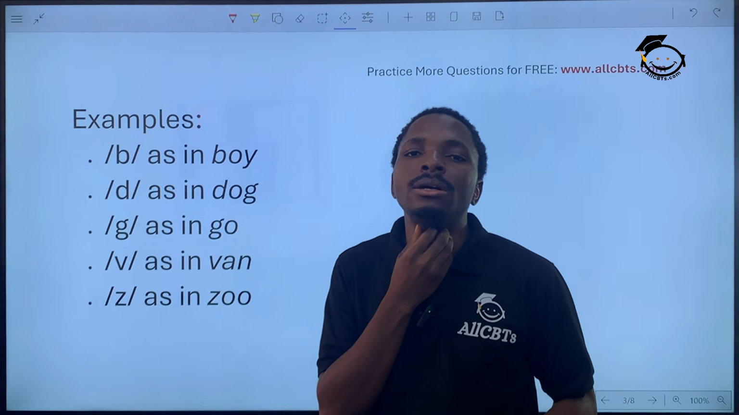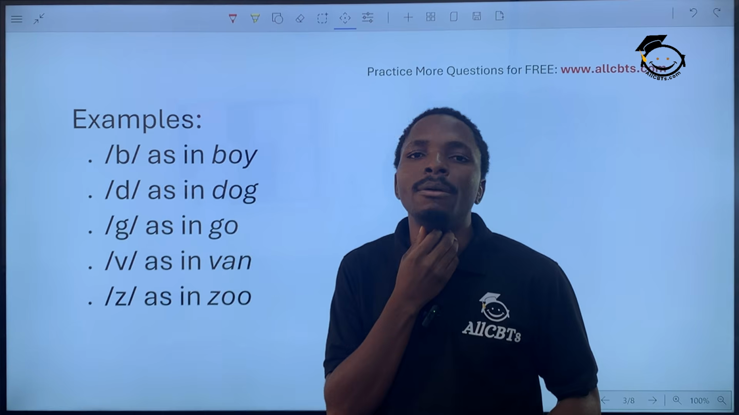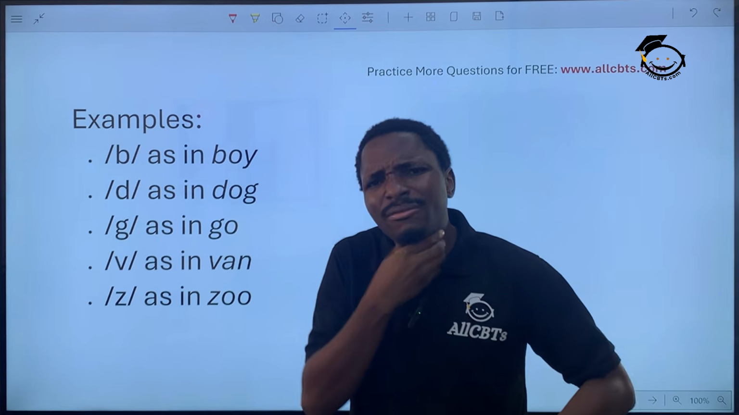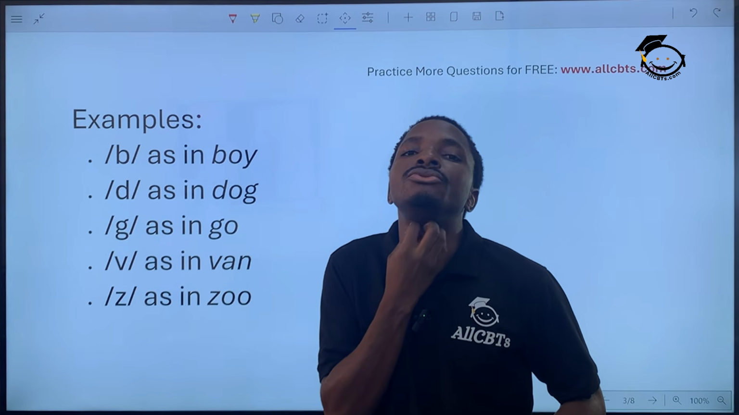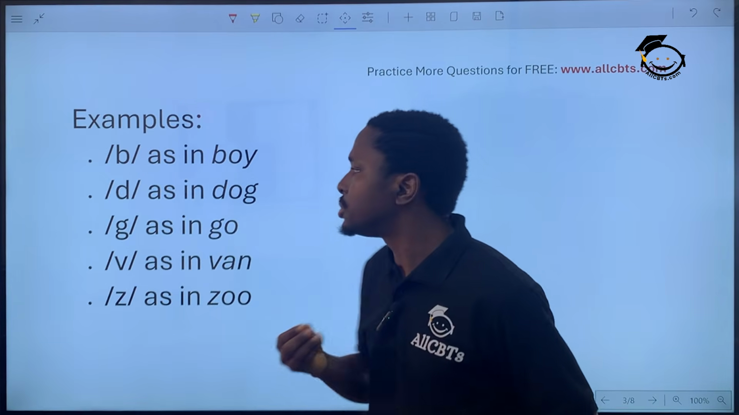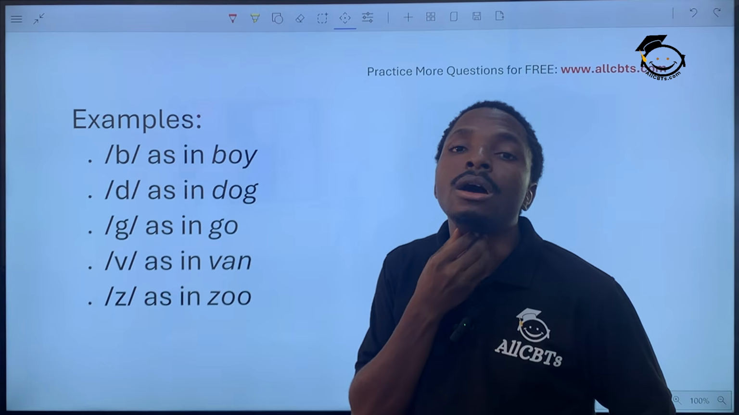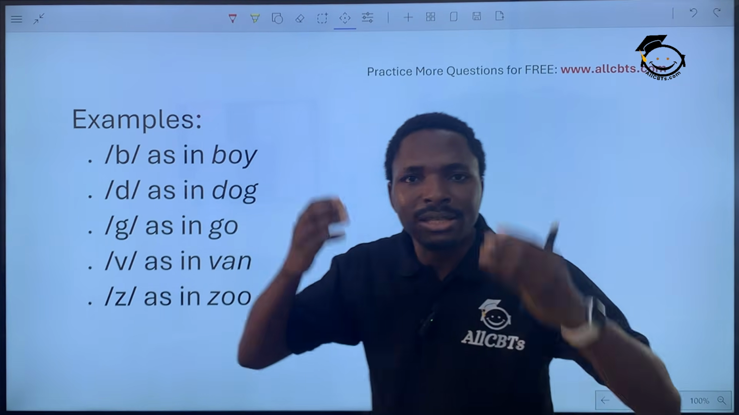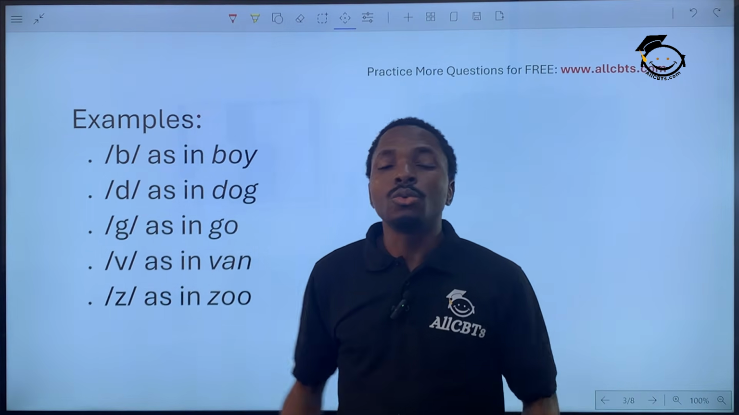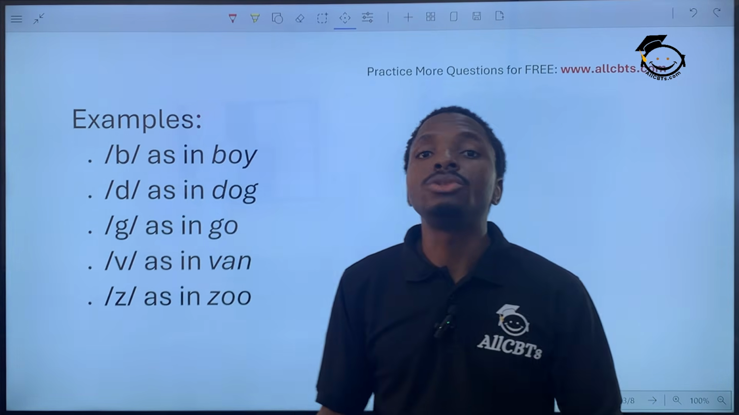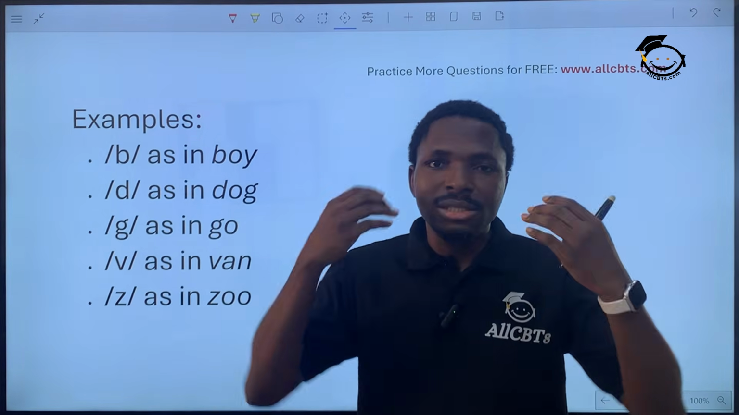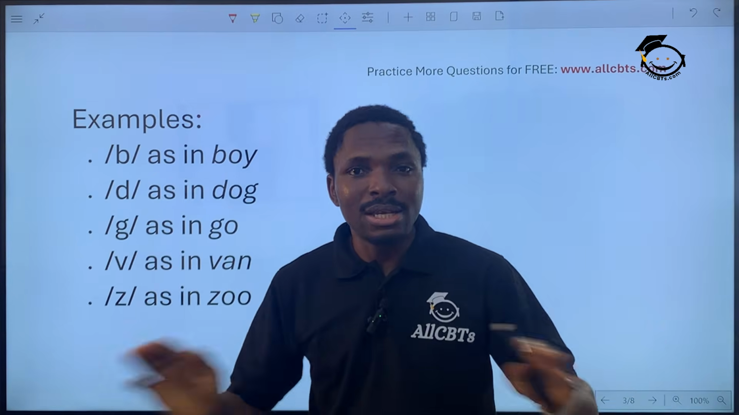B for boy. What do you feel here? It's a vibration. I can feel vibration here, short vibration. What about D? D for dog. You see, that's a voiced consonant. So once you call the sound, there is a vibration here. That's a voiced consonant. Exactly.